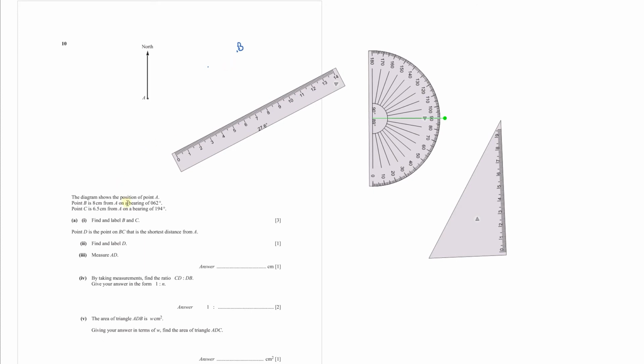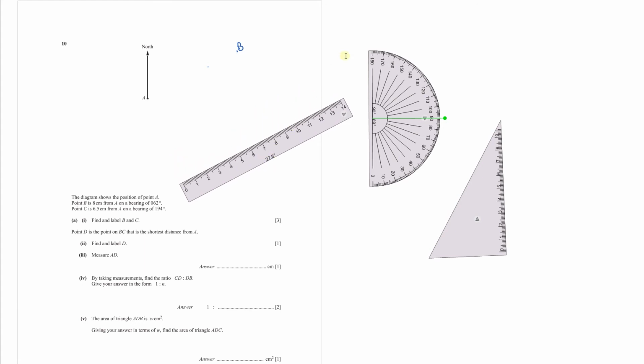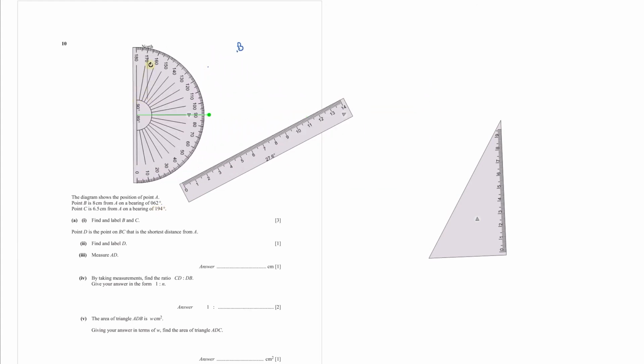And now for C, you have to draw a point which is 6.5 centimeters from A and the bearing is 194. So that means 194 is this angle. So this angle, if I go anti-clockwise from north, will be 360 minus 194. So this angle here will be 166 degrees. Since my protractor only goes up to 180, I have to find the other angle because 194 is greater than 180. So the other angle is 166.